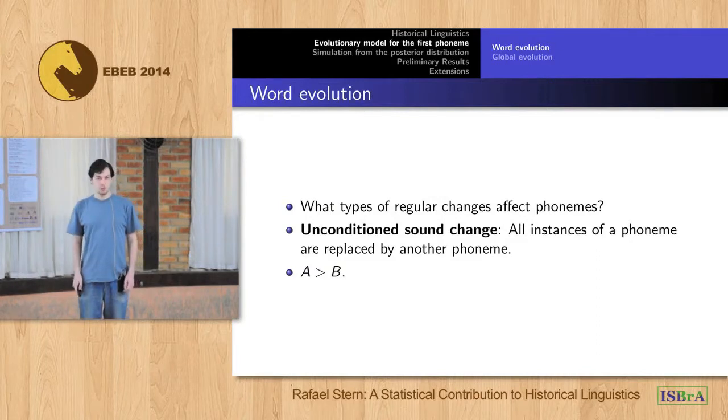So in order to talk about word evolution in a given proto language, we have to first ask what types of regular changes happen. One type of regular change is the unconditioned sound change, and it's very simple to explain. All given phonemes in the proto language change to another phoneme in the modern language. So for example, we denote by A becomes B, and that means that all phonemes in the proto language that are A become a B in the more recent language.